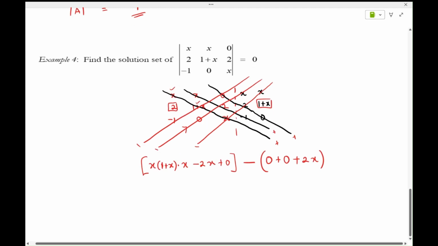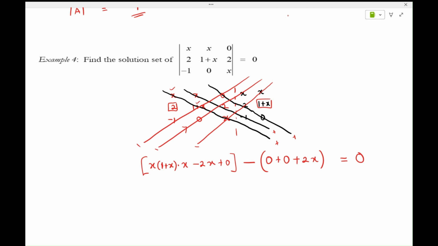So this answer is supposed to equal 0, because this is the determinant. Now, if you multiply this, you have x plus x squared, right? Then you still have another x minus 2x. I'm seeing 2x somewhere, so let's see what is here. This is 2x squared, I think. Okay, let's see, here we had x times this, and this is minus 2x, and this is 0.